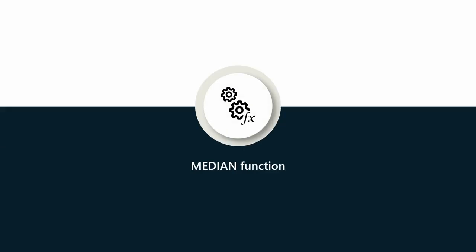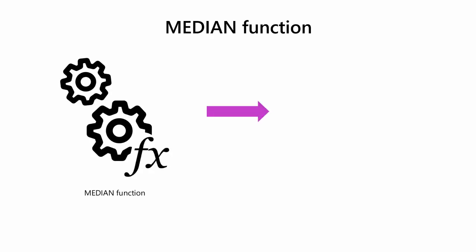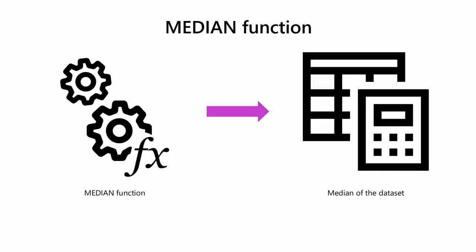The next statistical function is the median function. This function calculates the middle value in a set of numbers. It sorts the numbers in ascending order and then selects the middle number. The median is the average of the two middle numbers for datasets with an even number of observations. Unlike the average, the median is less affected by outliers and extreme values. This makes it useful for datasets with skewed distributions.